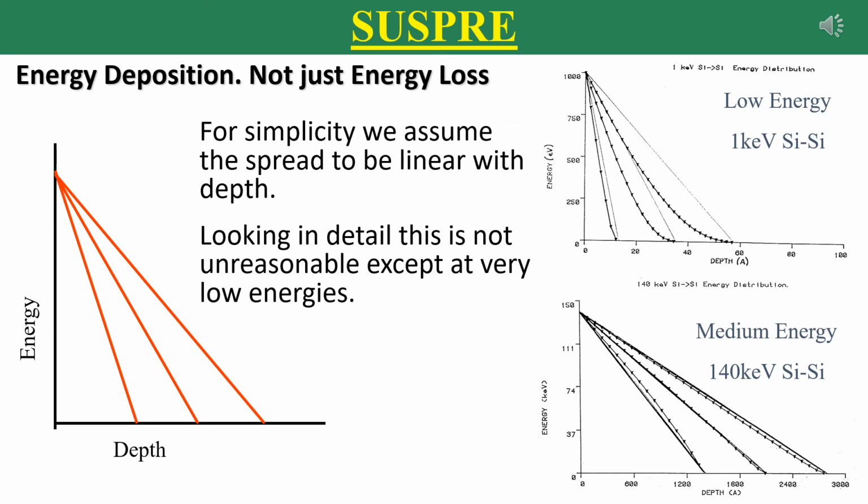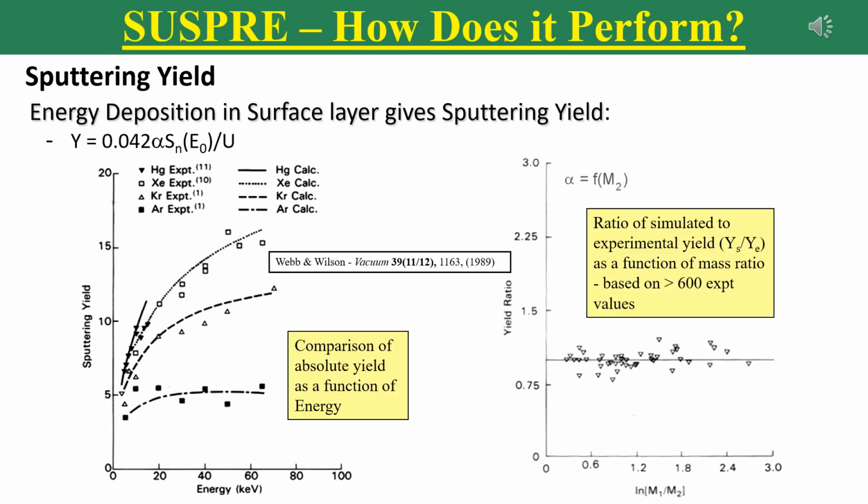and it's not an unreasonable approximation to make. If we look at the bottom right hand corner there, the 140 kV silicon in silicon, we can see when we do it properly the spread is pretty linear. If we do it with the very low energy 1 kV silicon in silicon, then we can see that it's not quite so linear and there are some errors involved in that. So at very low energy, we're going to get into a little bit of an issue with the energy loss deeper into the target, but at the very surface region, which is important for sputtering, that may be less of an issue.